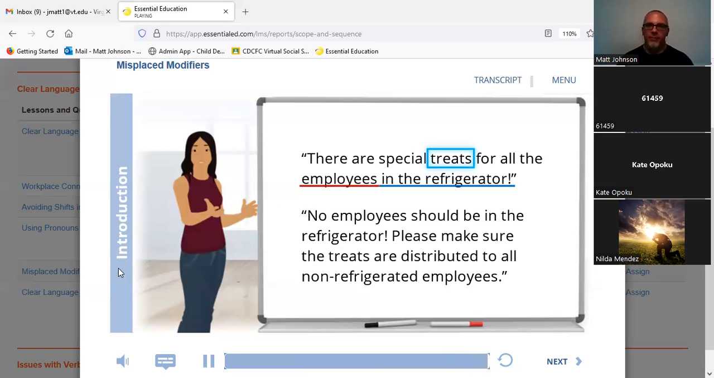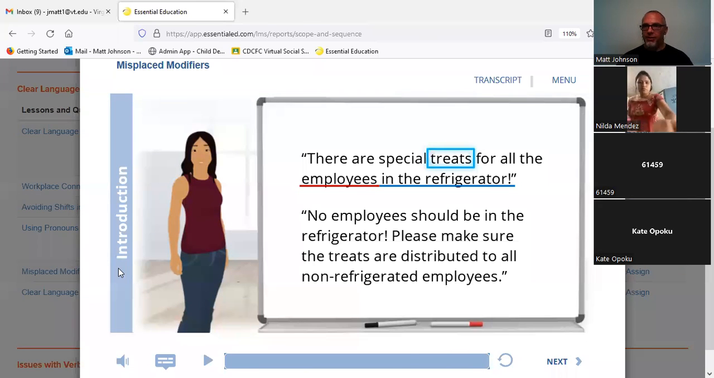Are you ready? All right, so the easiest way to have fixed that sentence is saying there are special treats in the refrigerator for all the employees, right? That would fix it up there. So let's take a look here as we go along.